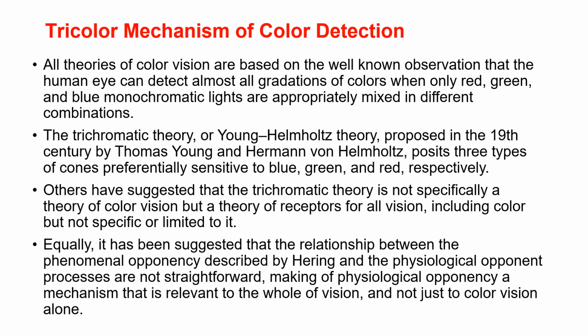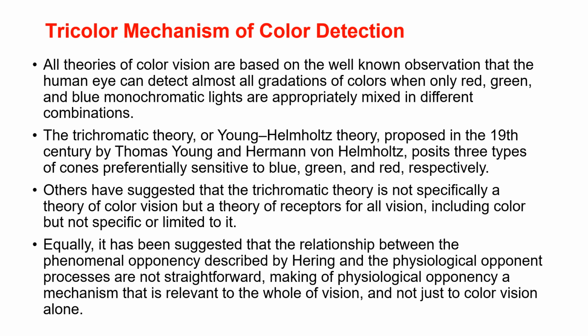All theories of color vision are based on the well-known observation that the human eye can detect almost all gradations of colors when only red, green, and blue monochromatic lights are appropriately mixed in different combinations. The trichromatic theory, or Young-Helmholtz theory, proposed in the 19th century by Thomas Young and Hermann von Helmholtz, posits three types of cones preferentially sensitive to blue, green, and red, respectively.